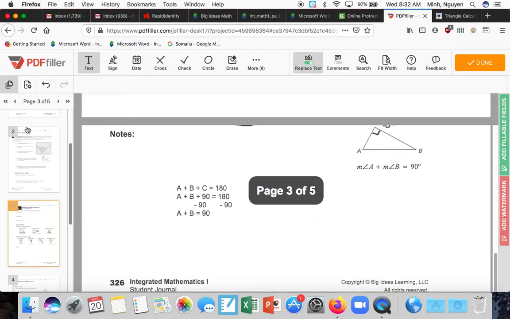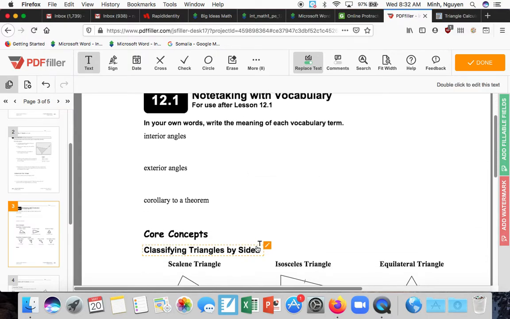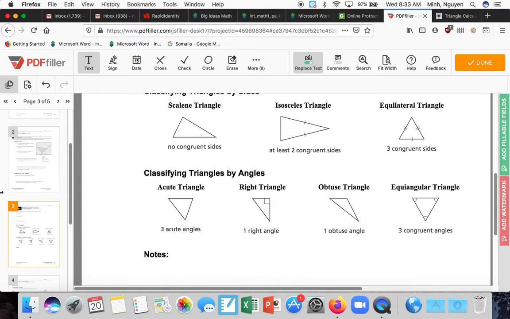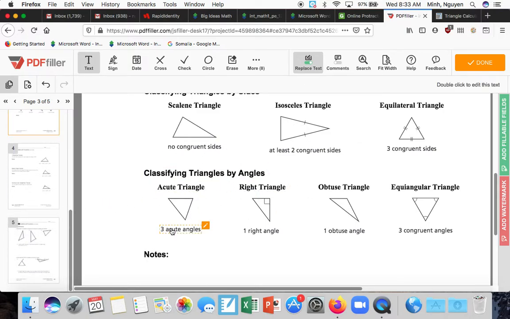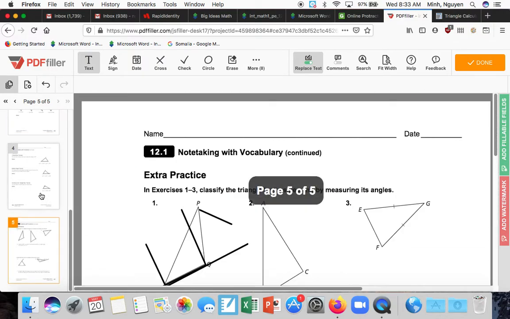But your definitions are right here. Make sure you look at them very carefully before you decide on any of your answers. It could be a scalene acute, could be a scalene right, etc. Could be an isosceles right, who knows.